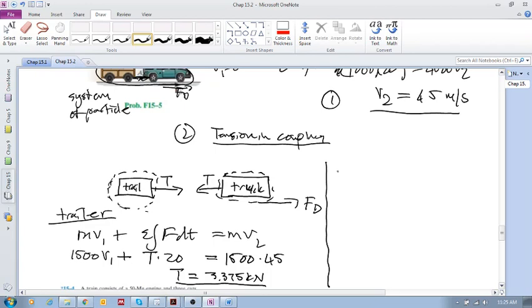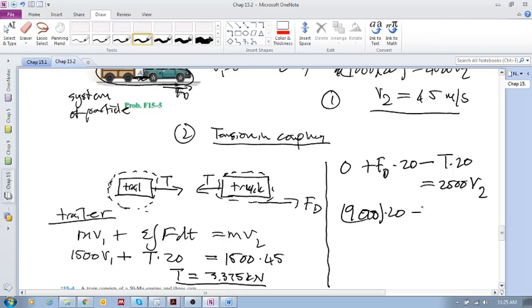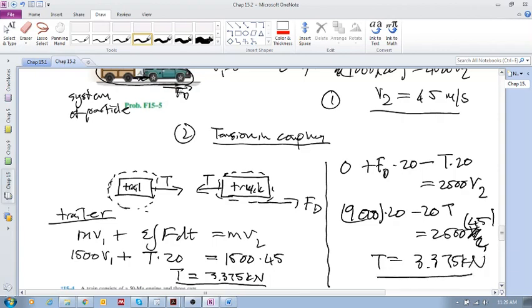Okay? You can do exactly the same thing if you take the truck as your system. You would then get 0 plus Fd times 20 minus T times 20 is 2,500 times V2. And this we know, so that would be 9,000 times 20 minus 20T is 2,500 V2. And V2 is 45 meters per second, and T will give you the exact same answer. Okay? Cool, cheers.